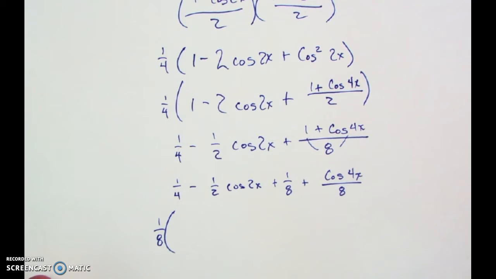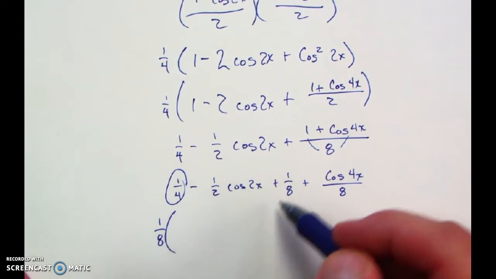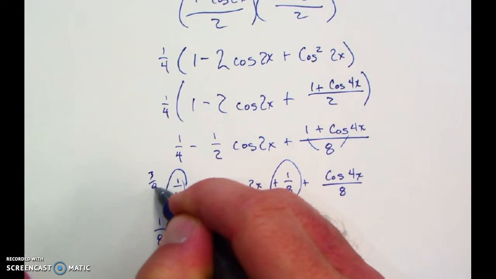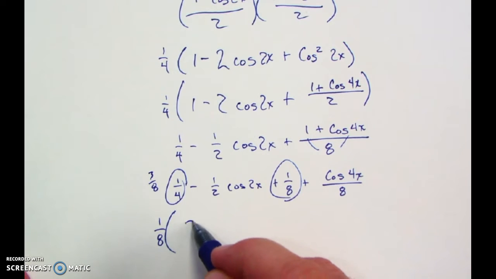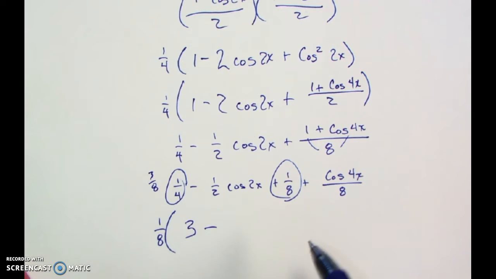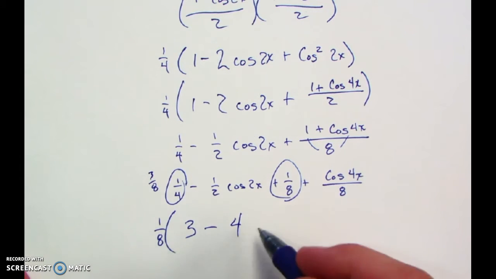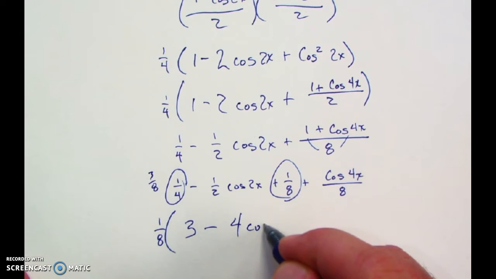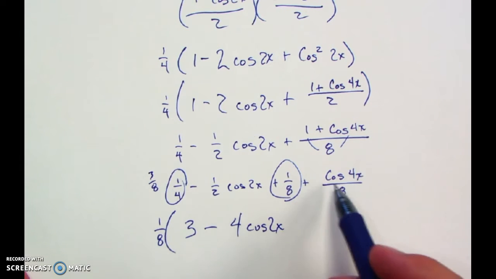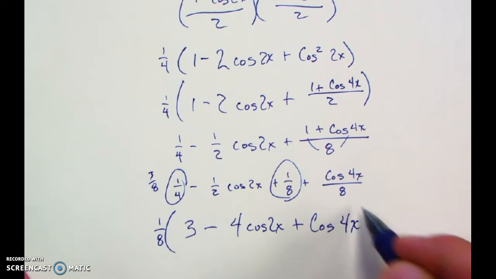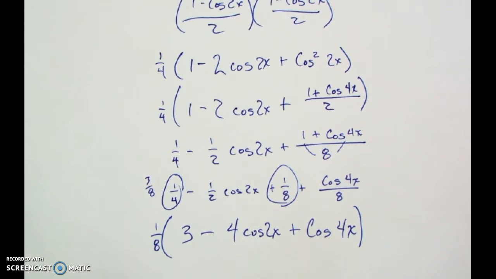So if we combine the 1/4 and the 1/8 here, that gives us 3/8. So when we factor out that 1/8, that would just give us a 3. And then we have the 1/2. So to make that equal, we'd have 4, because 1/8 times 4 gives us 1/2. And then our 1/8 times this just gives us our cosine of 4x. And that would be in simplest form.